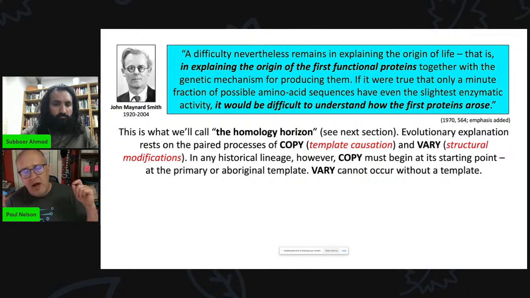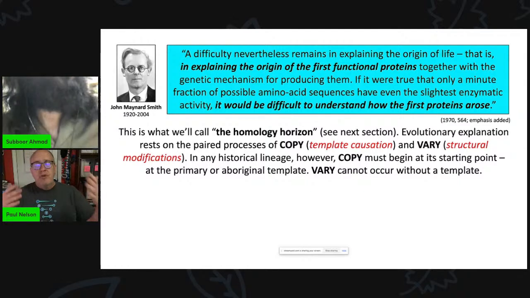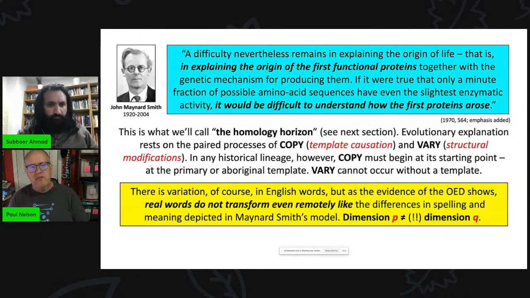Why? Well, we come up on a pair of horizons that I call the homology horizons. Evolutionary explanation in biology rests on really two causal processes: copy, we can call them copy, template causation, and vary, modify structure. So you begin with a starting template, you copy it, and you modify it in the copying process. But if you think about this, as you go back in time, you have to have a starting set of templates. The causal process vary cannot occur without a template on which it operates. So copy and vary, copy and vary, copy and vary, which is most of evolutionary explanation, presupposes a starting set of templates on which that process is going to operate.